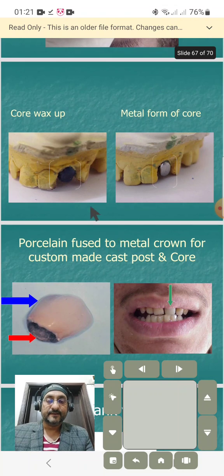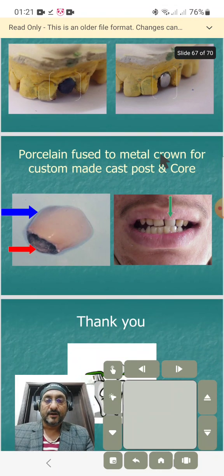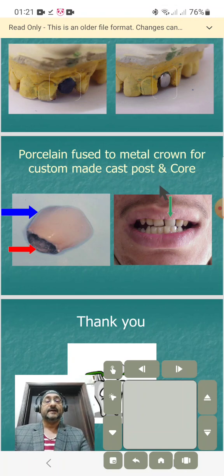So the core wax-up again, the blue inlay wax, it's now again changing into core. Now porcelain fused to metal for the custom-made post and core. So in a custom-made post and core, we take two impressions, one of the canal, the second of the crown, or you can say core buildup. In a prefabricated post, we take only one impression. So that was the basic difference.